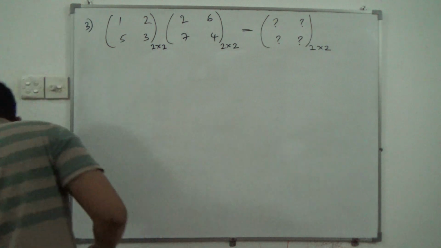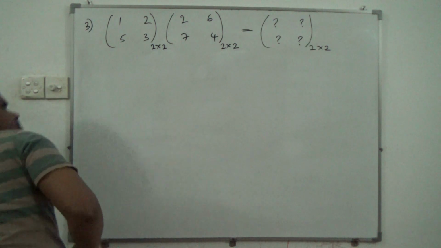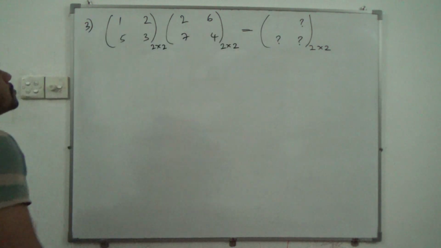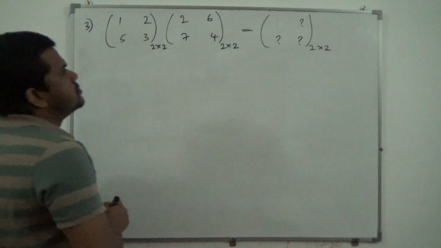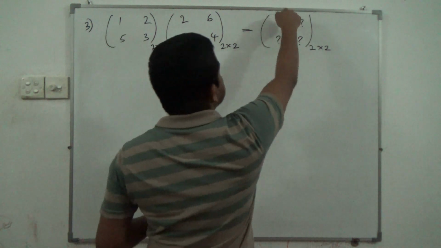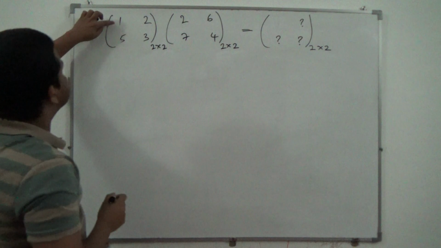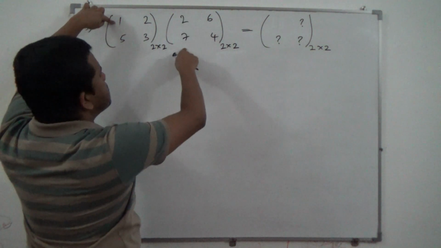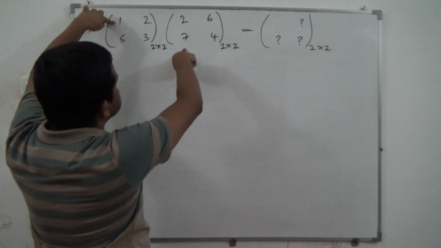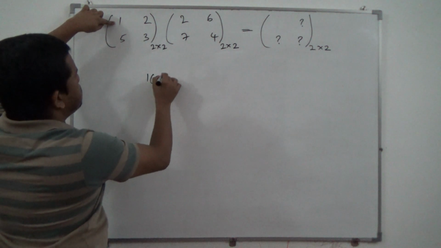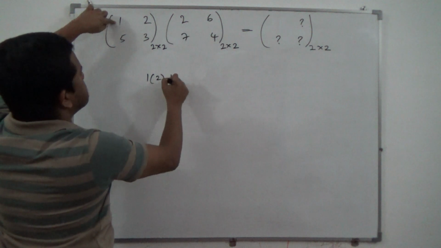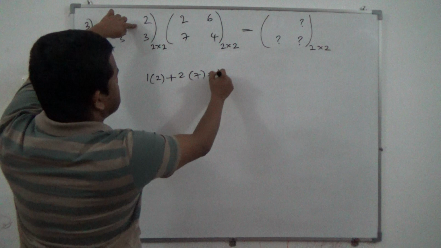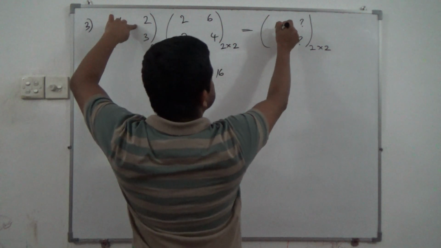So in order to find this element, this is our first row and first column. So here we have to consider the first row in the first matrix, then the first column in the second matrix. 1 into 2, 2, plus 2 into 7, 14. The answer is 16.